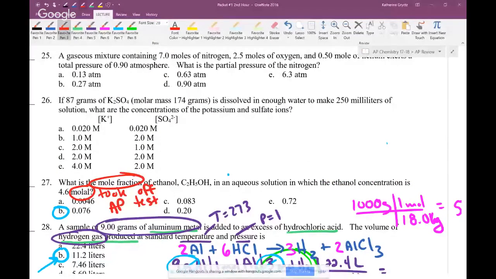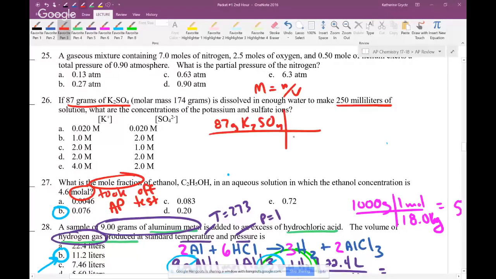So, 87 grams K2SO4 dissolved in enough water to make 250 milliliters of solution. It wants to know the molarity. So we're doing moles. So we have to do 87 grams. And then they told us 174 grams. And then you can pick either one to go to. I'm going to do the K plus first.